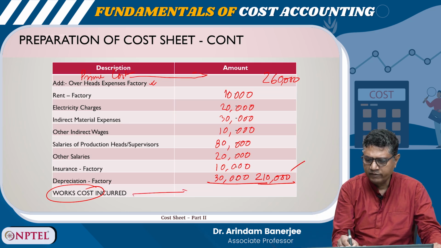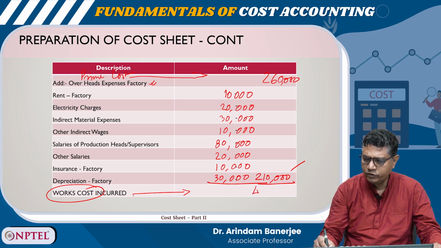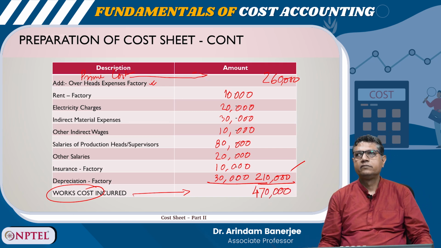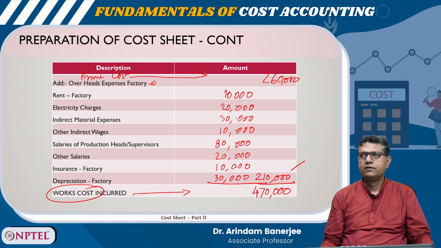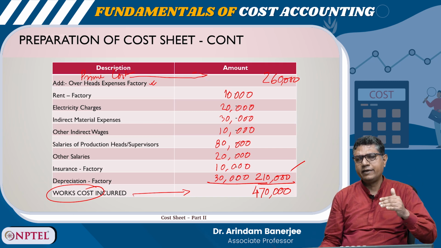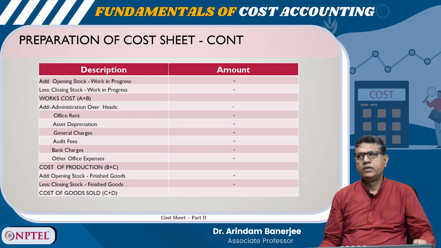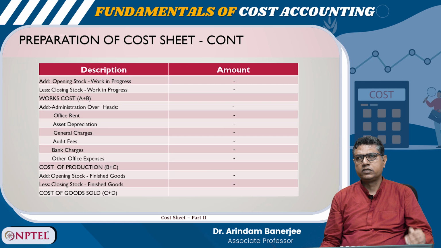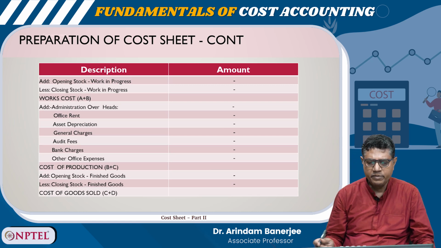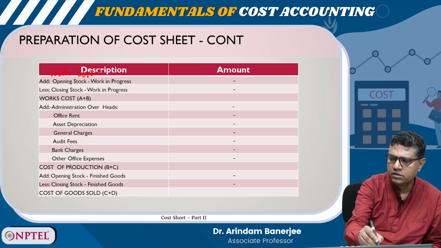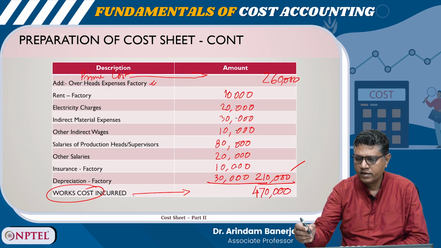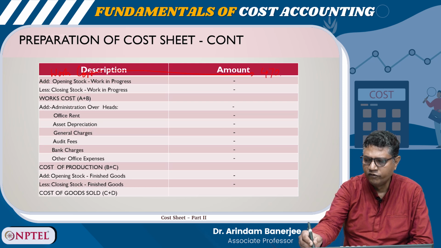So my works cost is how much? 2 lakh 60 plus 2 lakh 10, 4 lakh 70, right? So it is 4 lakh 70, that is the works cost which is incurred. Fine. So from a prime cost, we can arrive at the works cost in this way. Now once the works cost is arrived, I am again carrying it over here for better understanding. So it is works cost, 4 lakh 70.